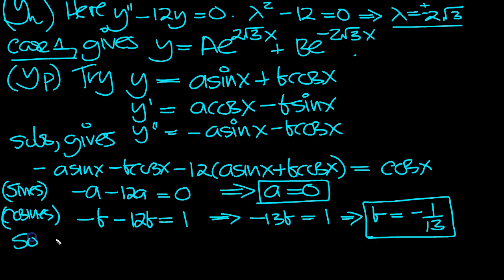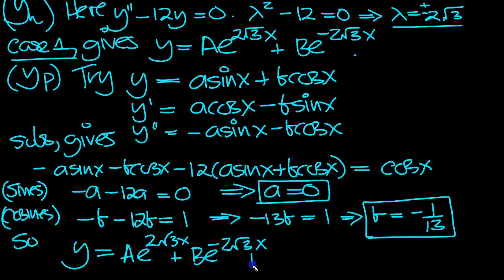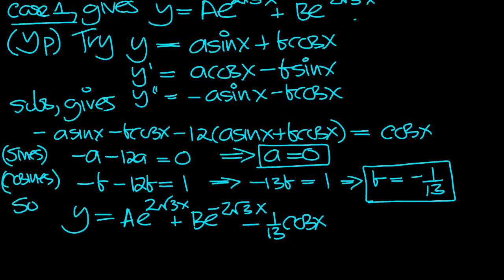So this is yp, and we've done yh. Here's yh, so we can write down the general solution now, yh plus yp. So a e to the 2 root 3x plus b e to the minus 2 root 3x plus the yp. We worked out that a was 0 and b was minus 1/13. So it's minus 1 over 13 cos x. There we go. So there's our general solution.